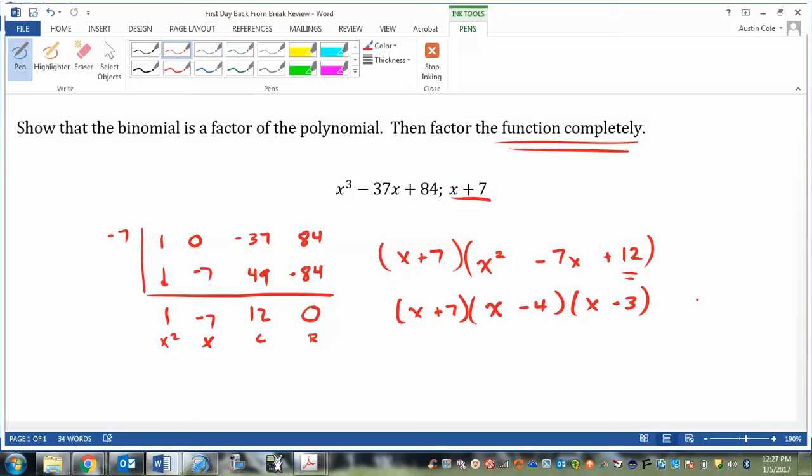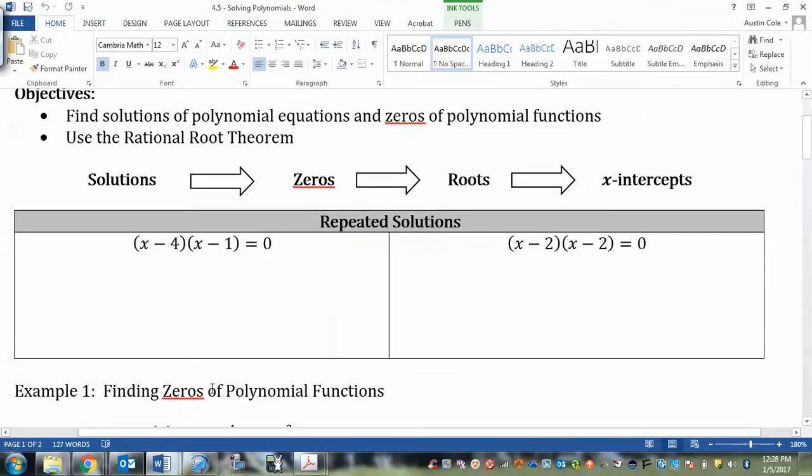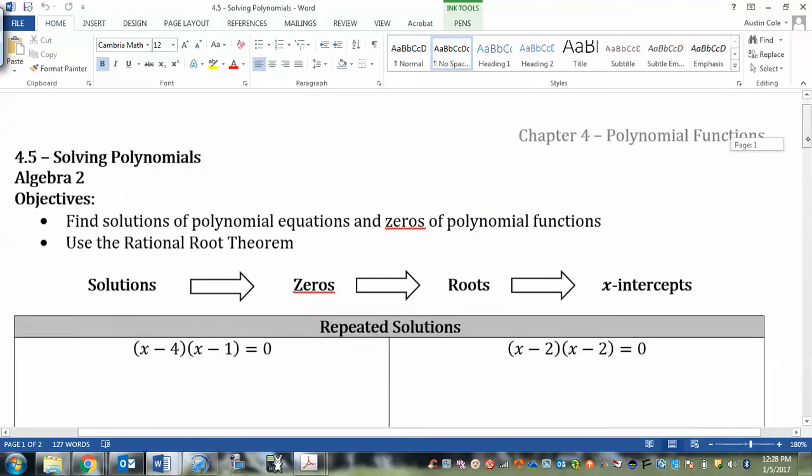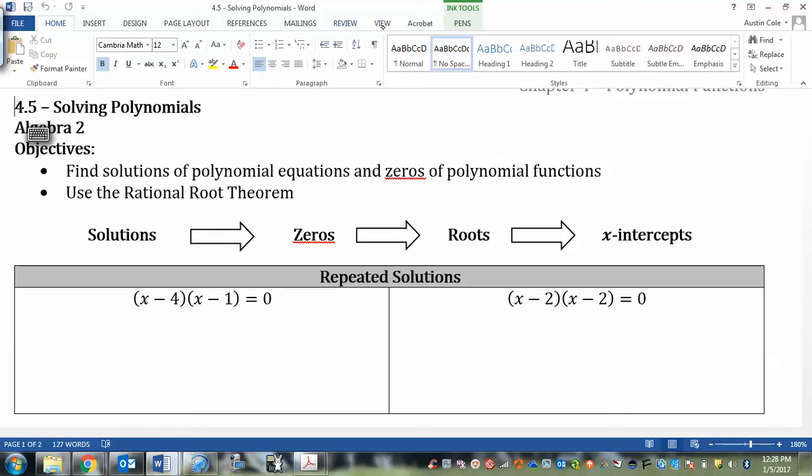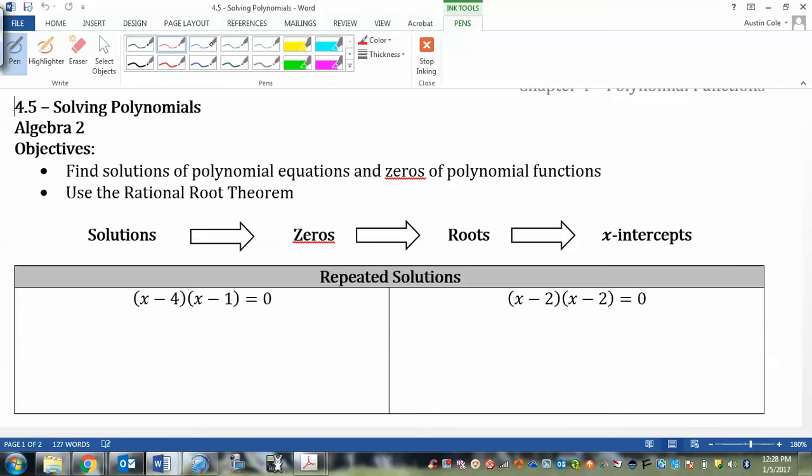So before Christmas break, this is kind of where we left off. We worked on synthetic division, we worked on showing that things are factors, and factoring things completely. Now today, we're going to kind of go from where we left off. So, section 5. Everyone should have a notes. If you don't, let me know.